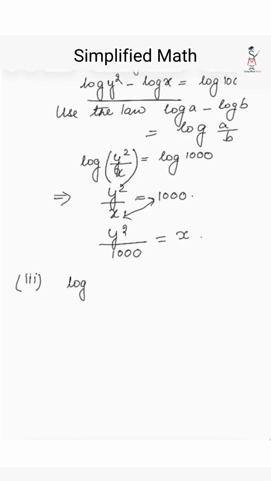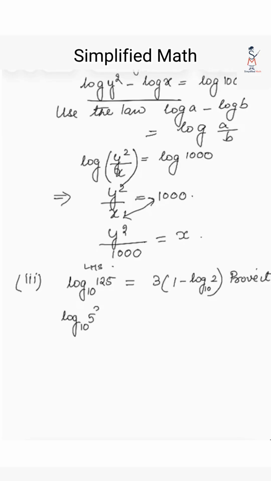That is, log 125 to the base 10 is equal to 3 times log 2 to the base 10. We have to prove this. Prove it. Right? So we will start with the left hand side. This is the left hand side. Let's write it. 125 can be written as 5 raised to the power 3. Again use the law, that is log a raised to the power n is n log a. So this will be written as 3 log 5 to the base 10.